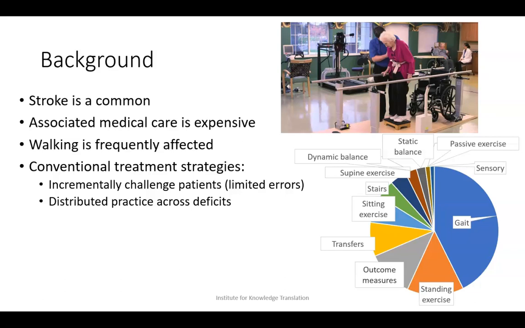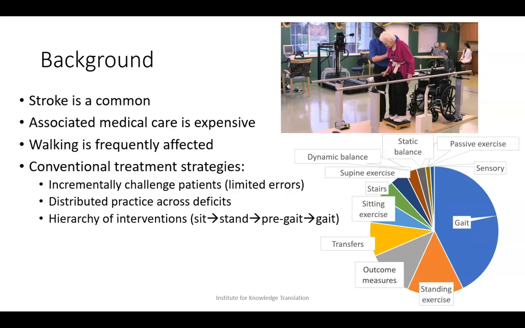So this pie chart here is actually from the first Indiana data set, but similar ones have been published previously. And really what it's looking at is the amount of time during a therapy session and what the therapy sessions are working on. So while walking is a large piece of the pie, there are many other pieces of the pie that occupy time and effort during a typical therapy session.